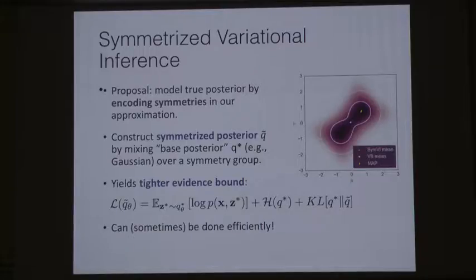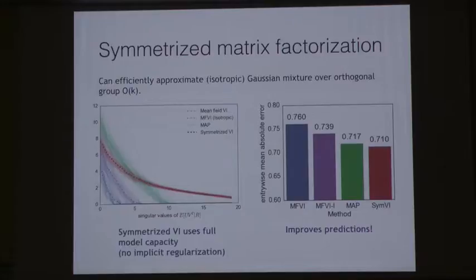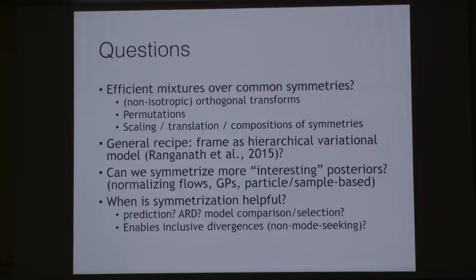It turns out that in some cases we can do this efficiently. In toy cases, we can actually compare predictions to the true Bayesian posterior and see that we avoid this implicit regularization and get better predictions. For matrix factorization, you can compute a Gaussian mixture with your orthogonal group in some cases and actually efficiently see that we can use the full model capacity, and that also gets us some better predictions. This is still very preliminary. There's a lot of questions I'm still exploring, so I'd love to discuss it at the poster. Thanks. Thank you.